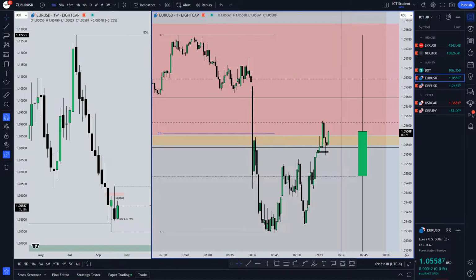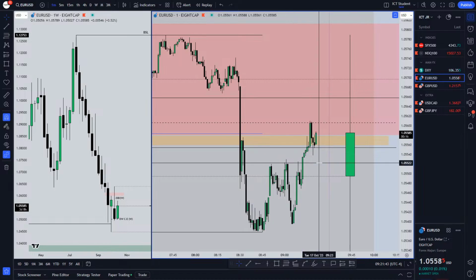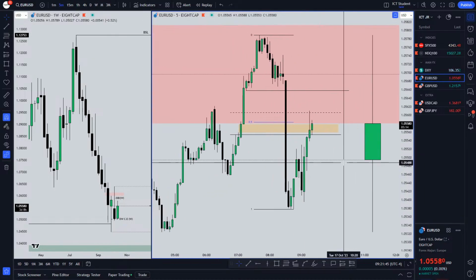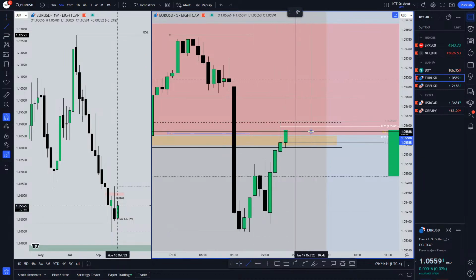So yeah, you can see we're rallying up now. This is too close. Let's see if we can get above the consequent encroachment here on this fair value gap. And if we don't, then that's perfectly fine here.